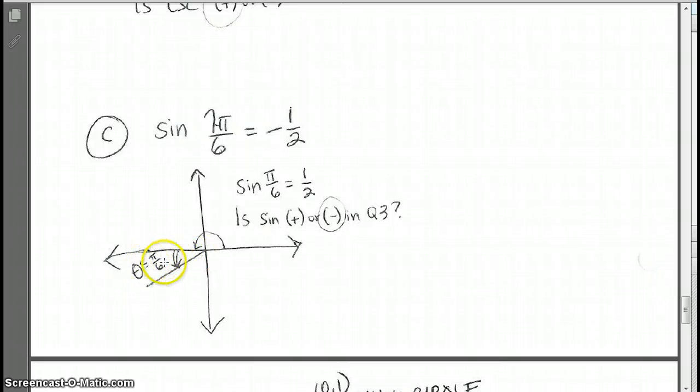The sine of pi over 6 is 1/2. Is sine positive or negative in quadrant 3? It's negative because y is negative. Therefore, your answer is a negative 1/2.